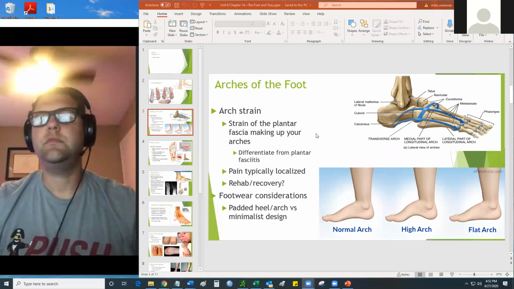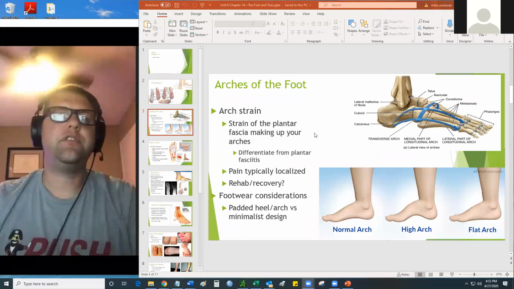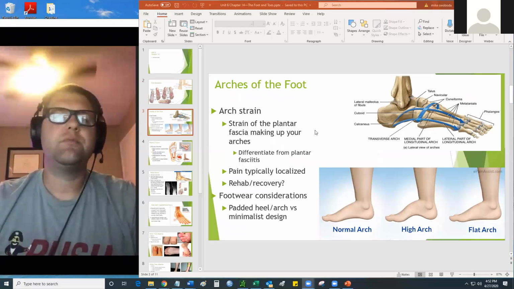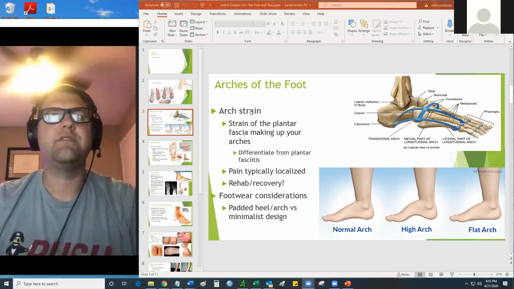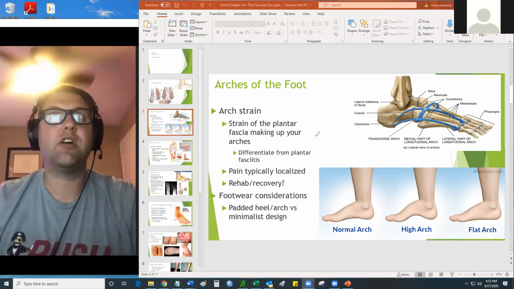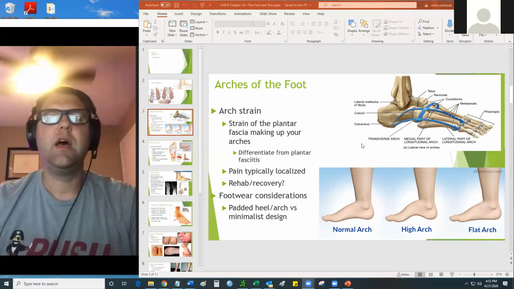Now, a couple of the things we'll see here really with the foot are mostly all just kind of annoying or nagging injuries. There's not a whole lot of terrible stuff that's going to happen to you here. First one here is an arch strain.